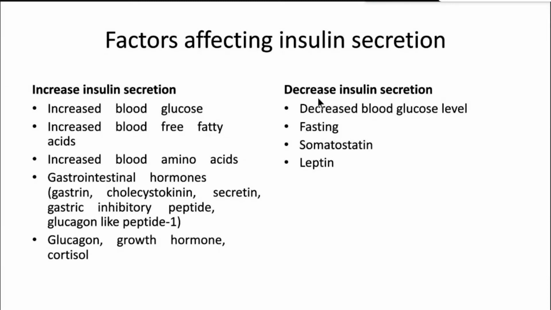And some of the factors that decrease insulin secretion are a decrease in blood glucose level, the opposite here, that is the most important, and others are fasting. Again, there will be decreased blood glucose level there. Somatostatin: in the pancreas, one of the cells, the D cells, delta cells, secrete somatostatin, and that will decrease insulin secretion in a paracrine fashion. And leptin, another hormone from adipose tissue, will also decrease insulin secretion, related to obesity and so on.